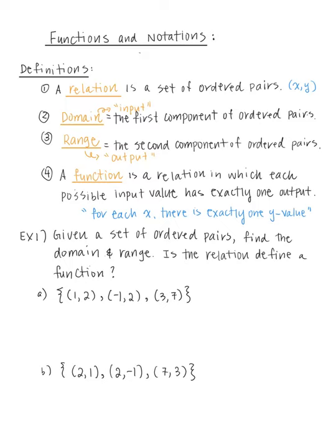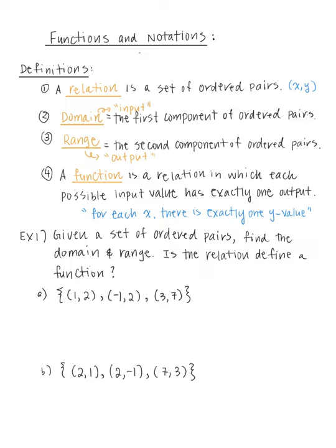All right, now definition number 2, domain, or we sometimes call that an input value. But anyways, domain is the first component of ordered pairs. So if I express my ordered pairs in terms of x comma y, then x will be the domain. Now, definition number 3, range, or sometimes we say it's an output, is the second component of the ordered pairs. So again, if you're looking at x comma y, then y will be the range.